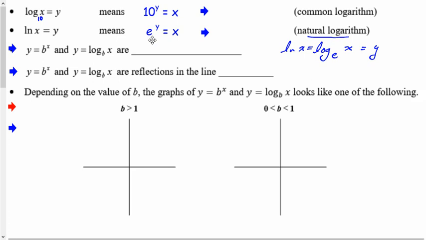Now in this course, we're not required to understand or know anything really about e, but it does show up in your workbook, so I wanted to introduce it here. It won't show up on a test or a quiz at all unless I tell you what it's representing.